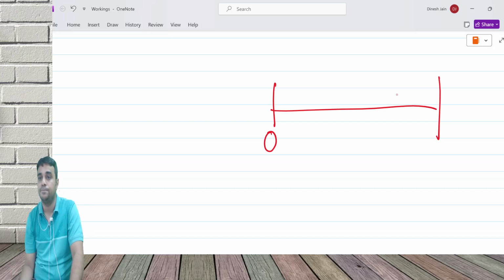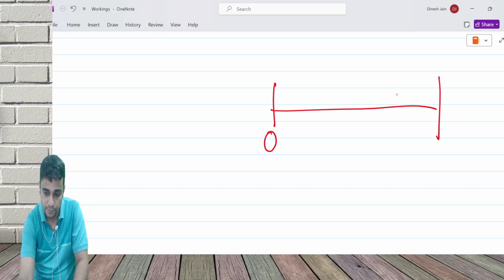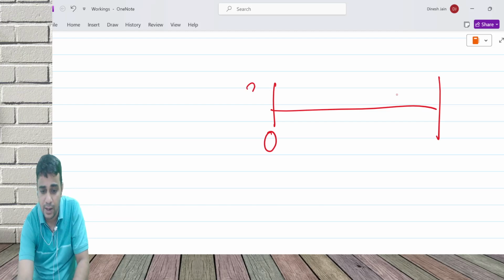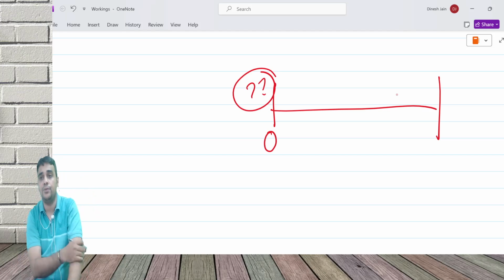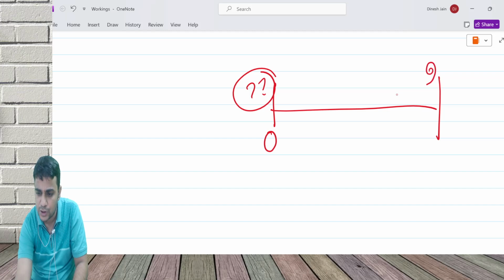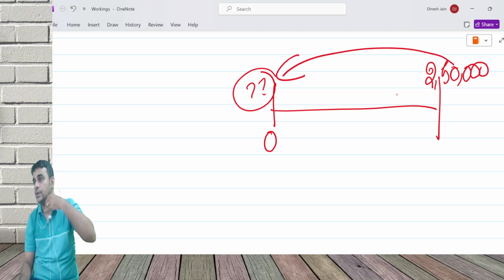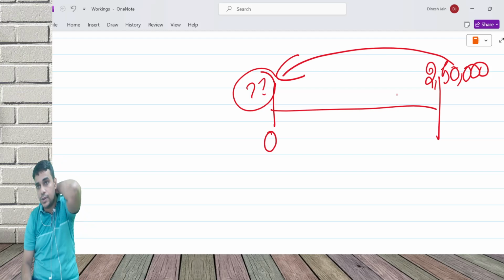Day 0 is a question mark. I don't know the value, which is why I'm calculating present value. How much is the fund worth today? As you turn 30, you'll get 2 lakh 50 thousand. So I need to discount this to today.